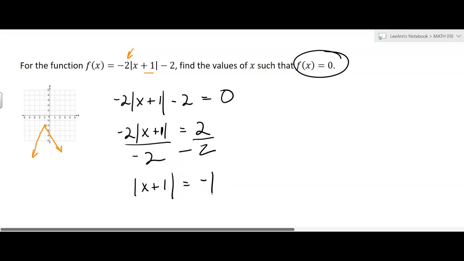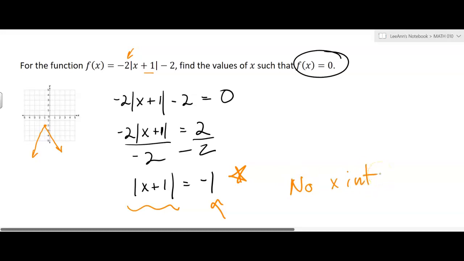Okay, that's a problem. I can't have the absolute value equal to a negative number. That's not going to happen. You can put in real numbers all day for x, and if you take the absolute value of it, it's not going to equal -1. Okay? So there will be no x-intercepts.